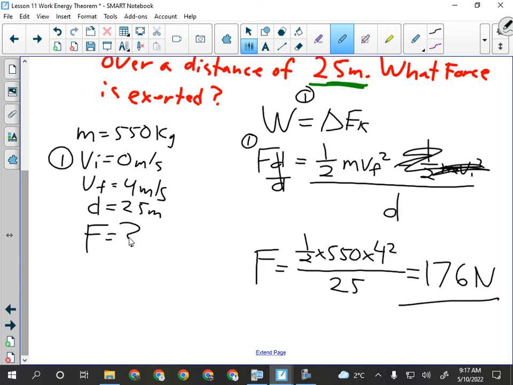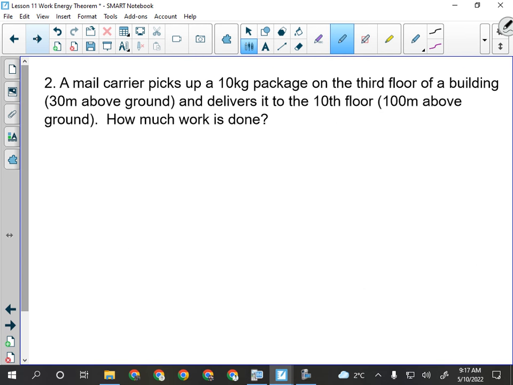Okay, now here's the good news. Every work energy theorem question follows the same pattern. The only thing that will be different is some will ask you to solve for F, some for D, some for V, some for H. But the setup to get to that point is always going to be the same. Okay. I want you to write this one down, and then we're going to walk through it. This one's a little bit different. Same pattern, but a little tiny bit different.